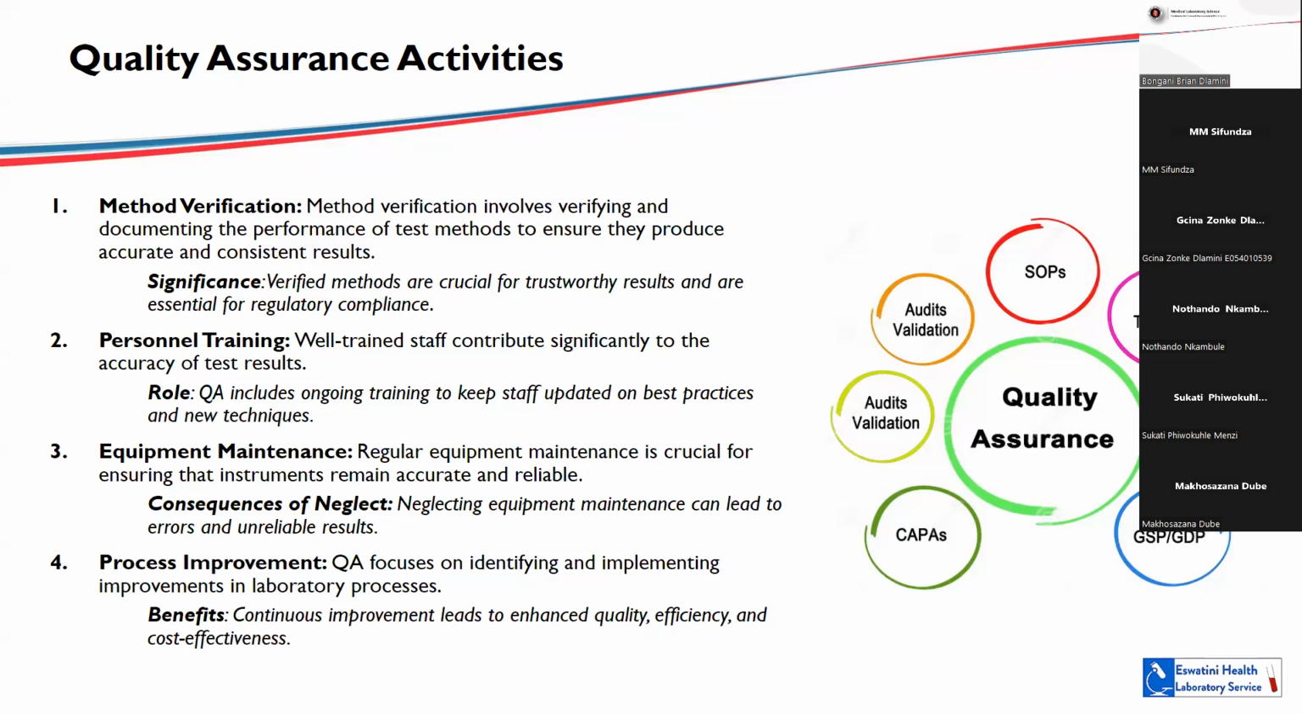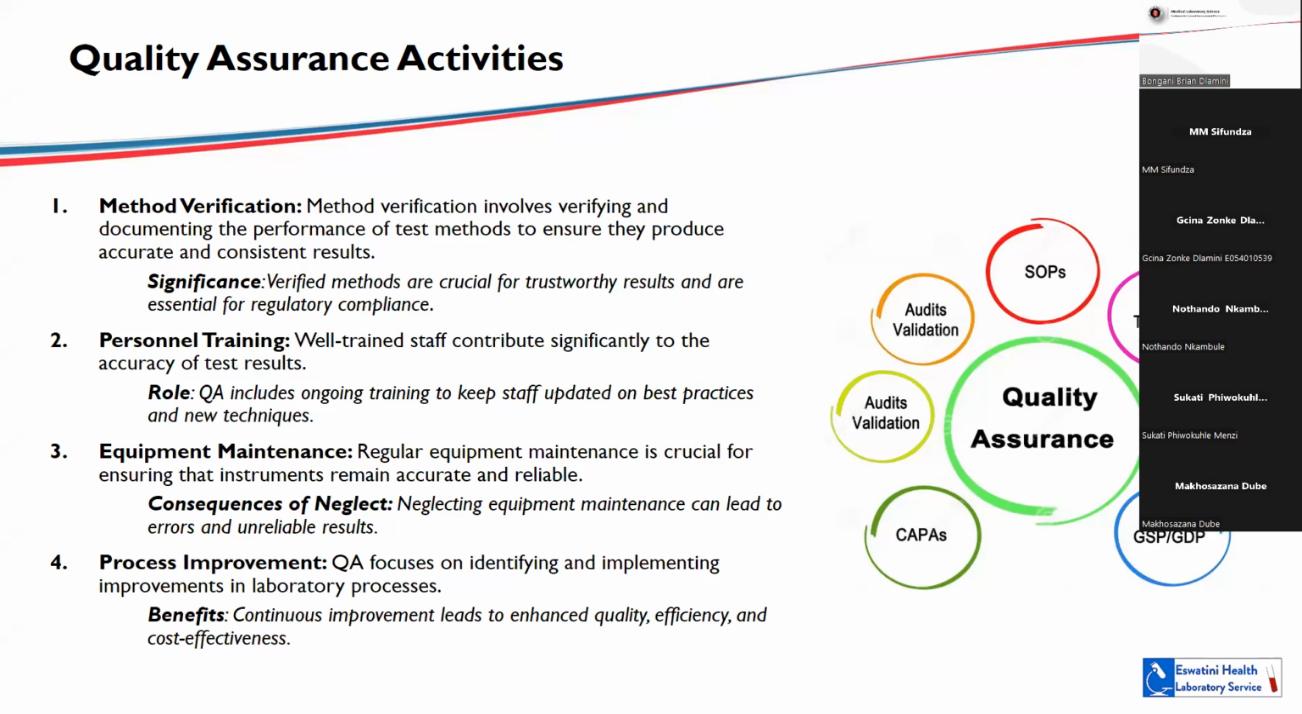Another activity is personnel training. We know that if our staff are well trained, they will significantly contribute towards the accuracy of the test results. It can be training on an analyzer, or on any other procedure for the laboratory. So if staff are well trained, the accuracy of the results increases. Its role includes ongoing training to keep the staff updated on best practices and new techniques.